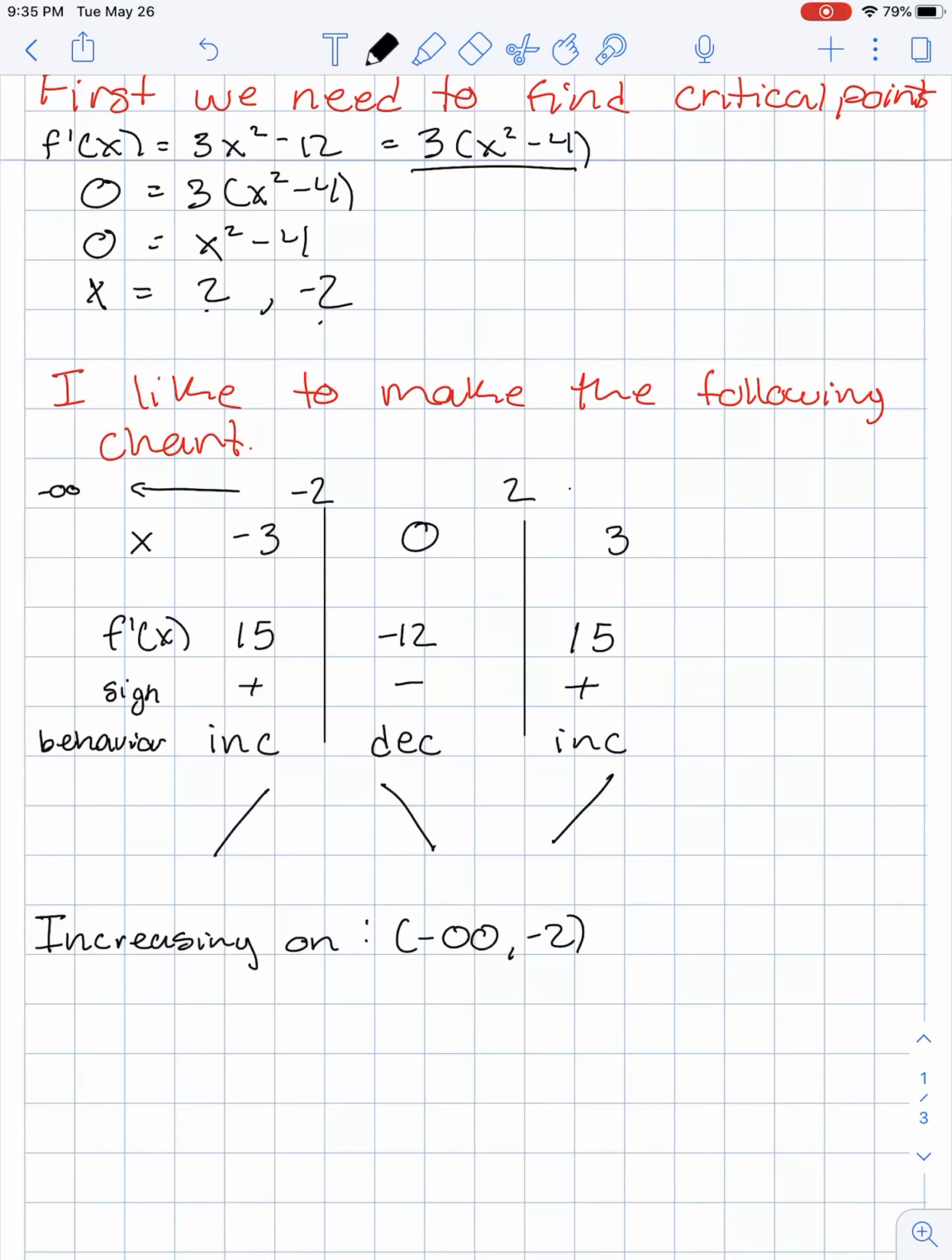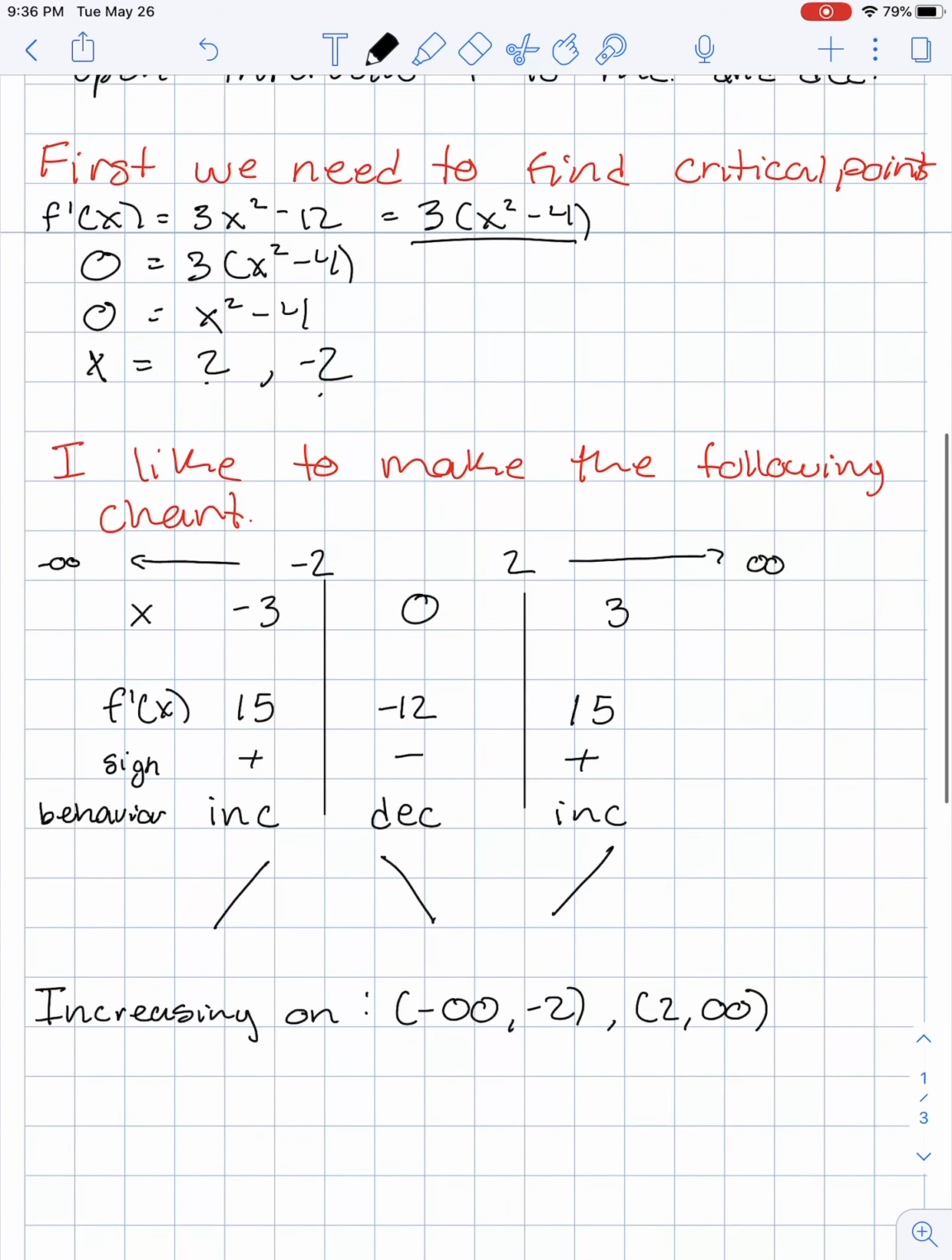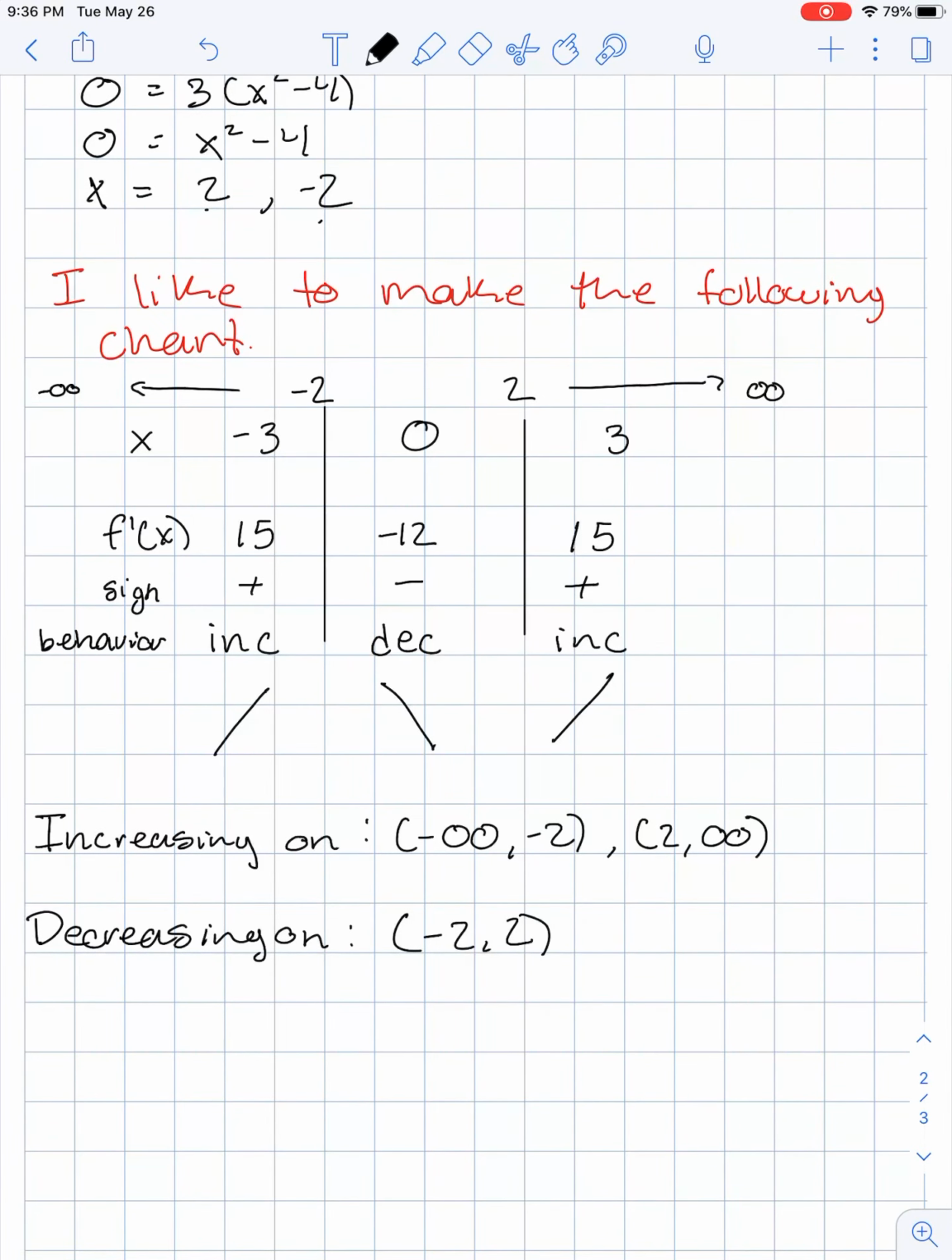And then our second interval from 2 is going to keep increasing to infinity. So 2, comma, infinity. These are all open intervals because we're not including -2 and 2, because those derivatives are 0. Our definition said increasing was strictly positive, not including 0. Okay? And then decreasing on -2 and 2. Alrighty, awesome. So this kind of chart and finding where we're increasing and decreasing allows us to identify local extrema.